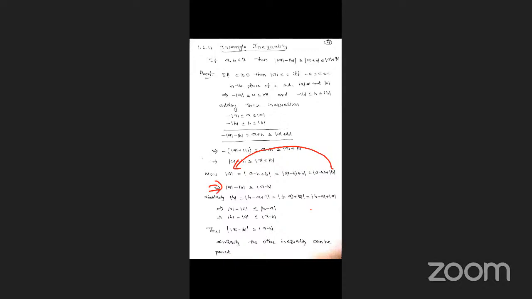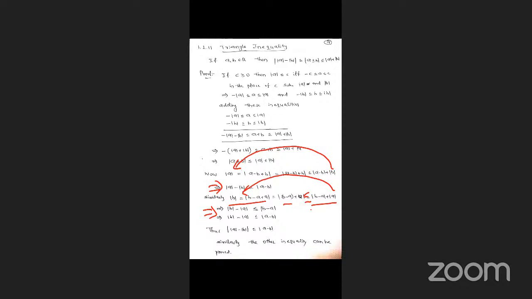Similarly, mod B is equal to how much here? Mod B is equal to mod of (B minus A) plus A, adding and subtracting A and separating the bracket. Mod of (B minus A plus A) is less than or equal to mod of (B minus A) plus mod A. Taking mod A to the left-hand side, we get mod B minus mod A is less than or equal to mod of B minus A.